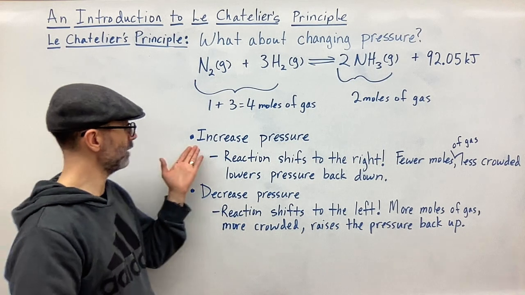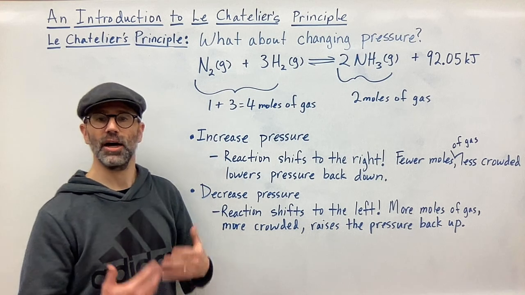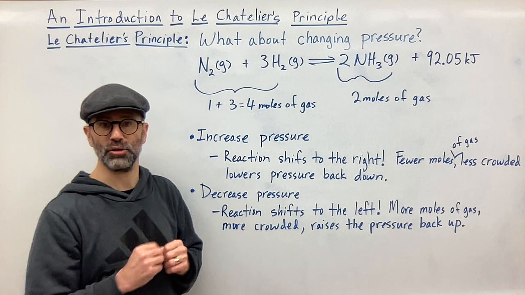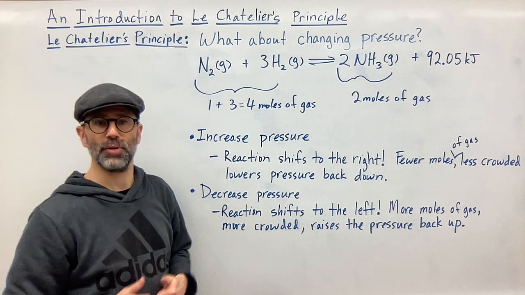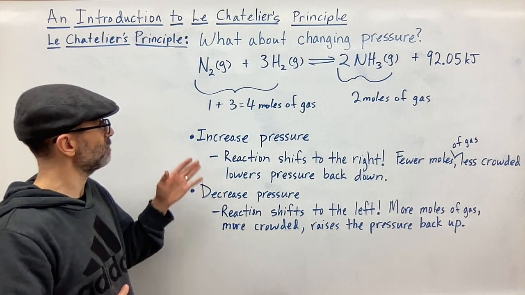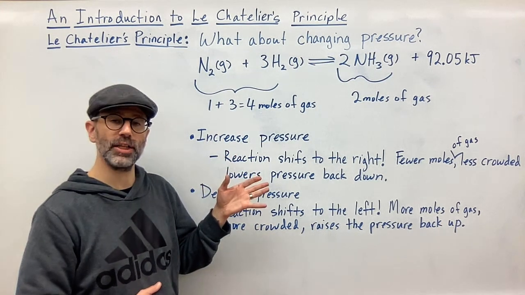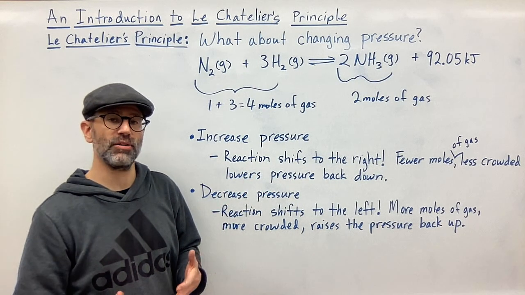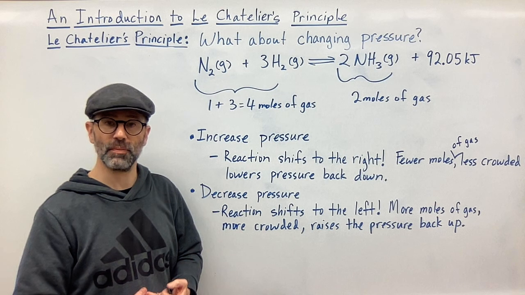So then let's say we increase the pressure of our reaction vessel. Maybe we decrease the volume. If we decrease the volume, pressure goes up. What's going to happen? Well, in this case, since we're increasing pressure, the system is going to want to decrease pressure. And the way to do that is to decrease the number of particles.